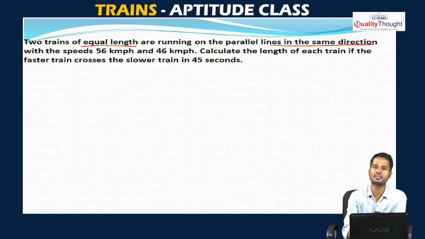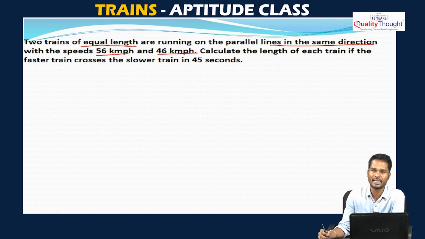Same direction means as per the relative speed it will be subtracted. The speeds are 56 kilometers per hour and 46 kilometers per hour. Calculate the length of each train if the faster train crosses the slower train in 45 seconds. So what will be the length of each train if the fast moving train crosses the slower train in 45 seconds?